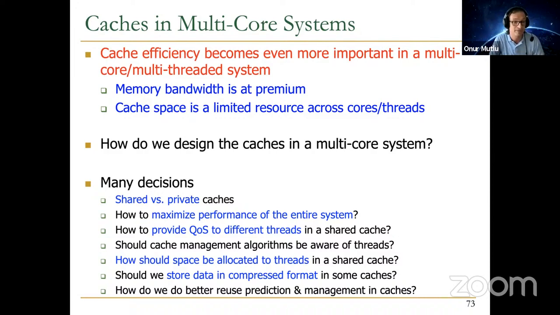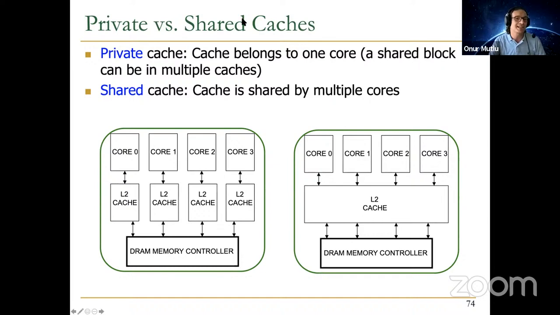Okay, so private versus shared cache, as I said, is very similar to instruction versus data. In a private cache, the cache belongs to one core or one thread. In a shared cache, the cache is shared by multiple cores. So this is the picture, if you will. This is a very simple picture. At the core granularity, these L2 caches are private. At the core granularity, this L2 cache is shared.